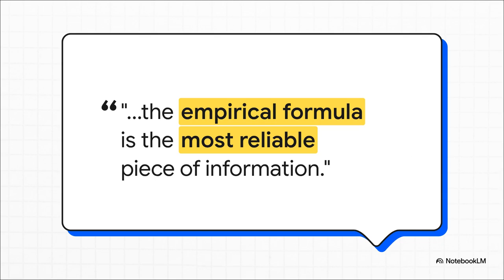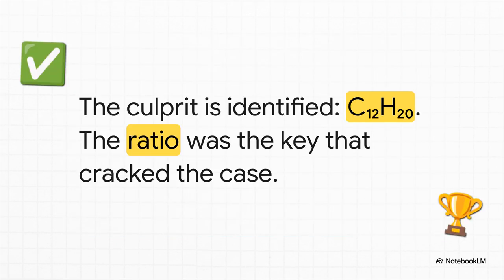And this brings us to the most important lesson from this entire investigation. Just like the source material says, when you're faced with conflicting data, you have to trust the empirical formula, or really, the mole ratio it came from. It's the most reliable piece of information you have. And so, the culprit is identified, C12H20. That approximate molecular weight was a bit of a red herring, but the fundamental mole ratio was the key that cracked the whole case. We've identified our molecule. Case closed.